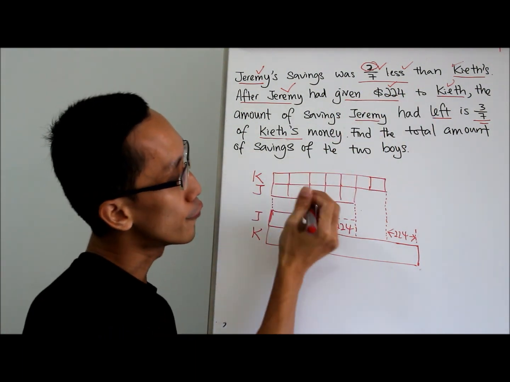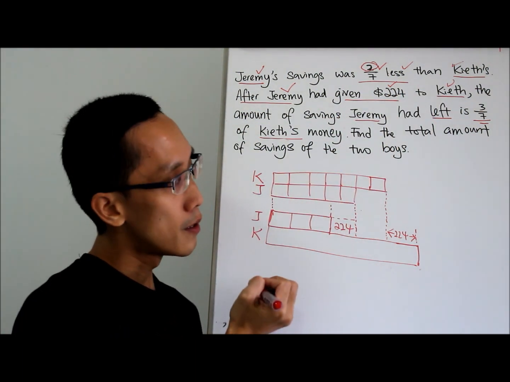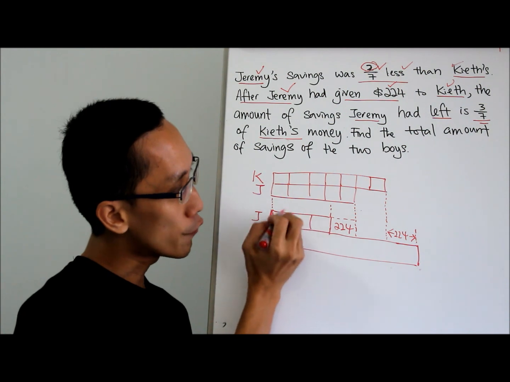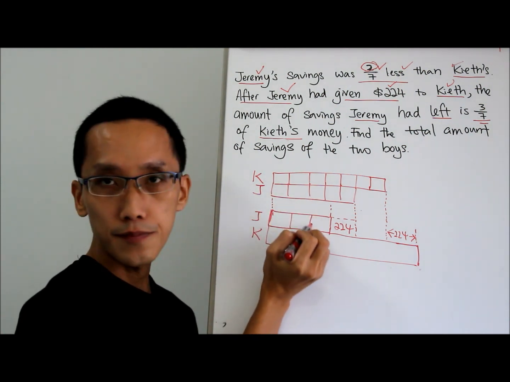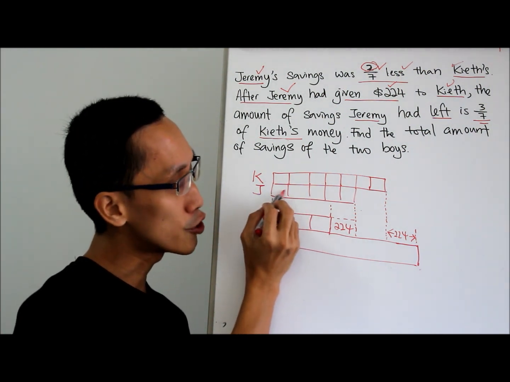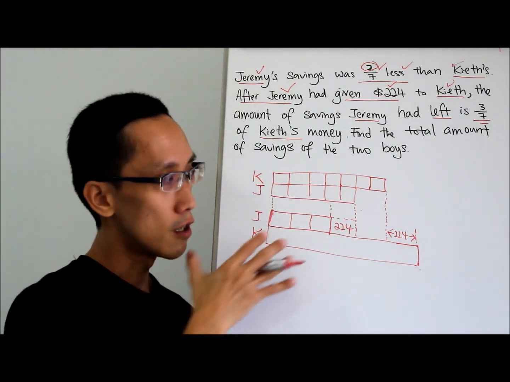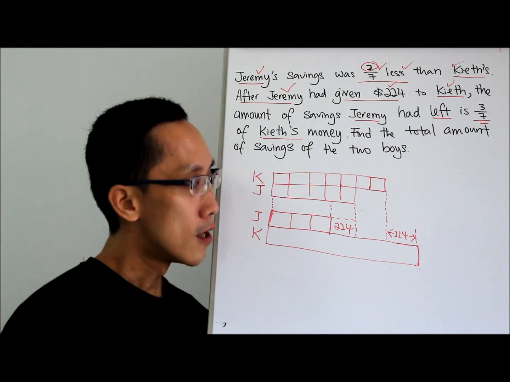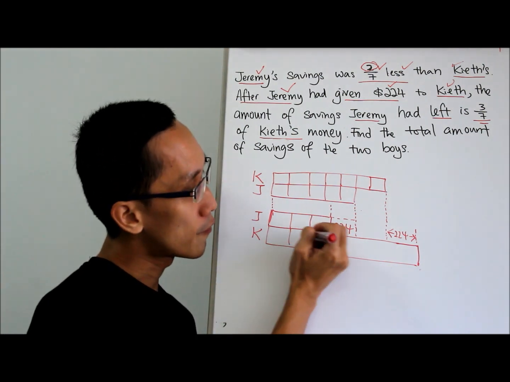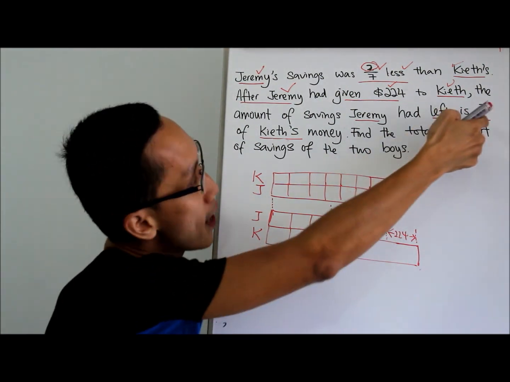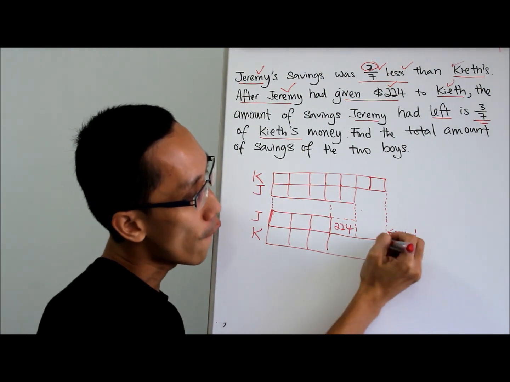Jeremy left is 3 units, so I cut it 3 units. Make sure the cutting over here is not exactly the same as here. Otherwise, you will think that each unit here is 3 units, and you will think that 224 is 2 units, and that's totally wrong. Okay, so be careful of this. So here is 3, and 7 units kept, so here must be 4.